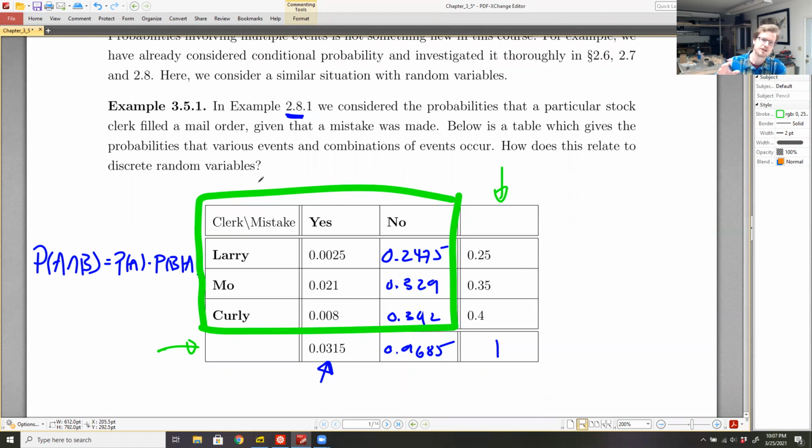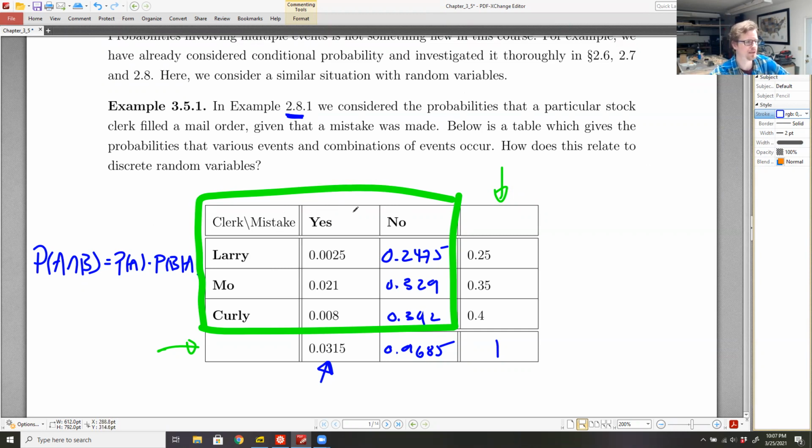Now, how does this relate? This example does relate to discrete random variables. And for a function to be a discrete random variable, what we need to have is that it's taking on numbers. A discrete random variable is a function. So these need to be numbers.